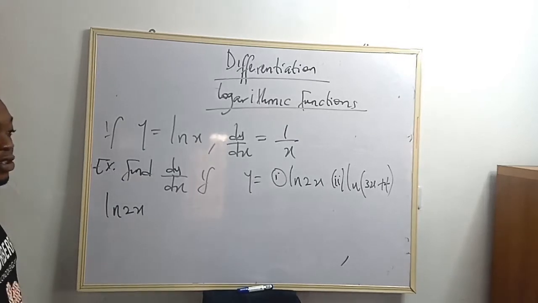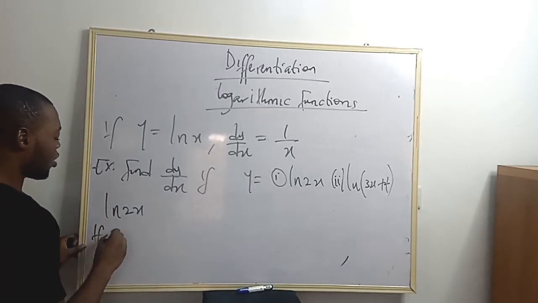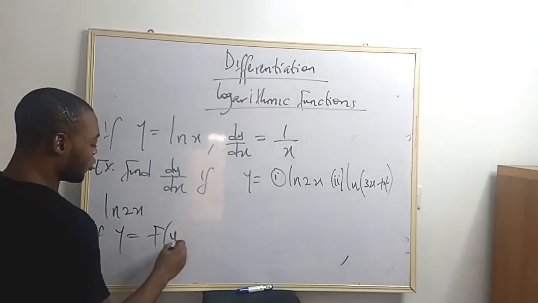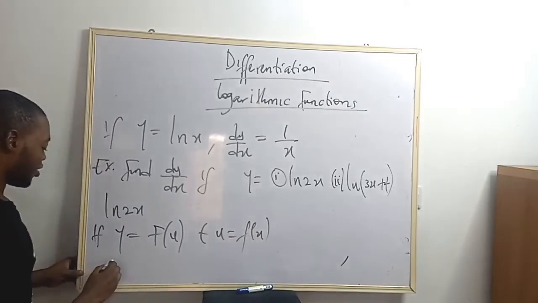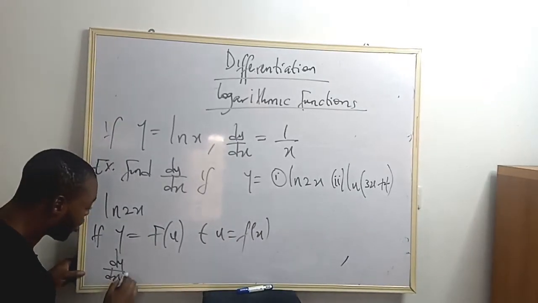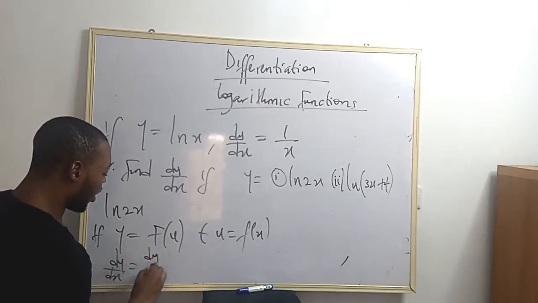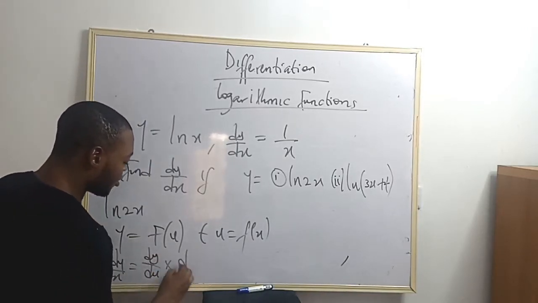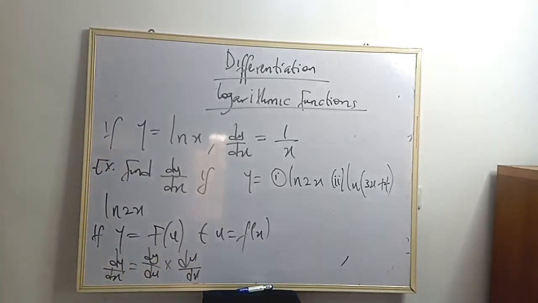So now we use function of another function. Remember, function of another function says that if y equals f of u, such that u is equal to f of x, then dy/dx will be equal to, first you differentiate y with respect to u, that will be dy/du, times du/dx. Then you multiply the two together, that will give you the derivative of y.